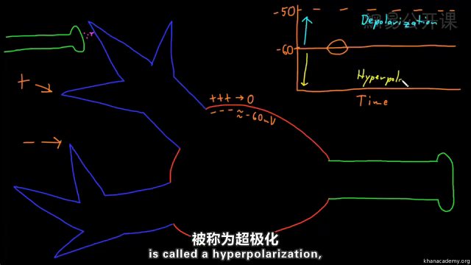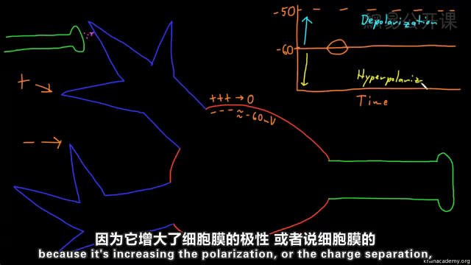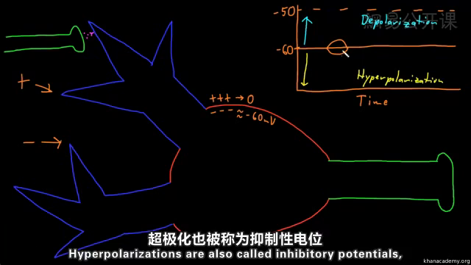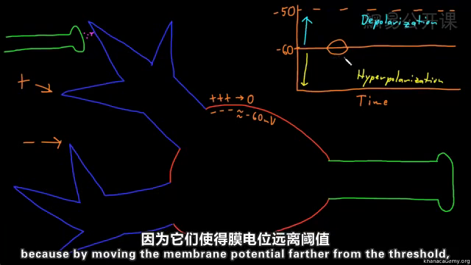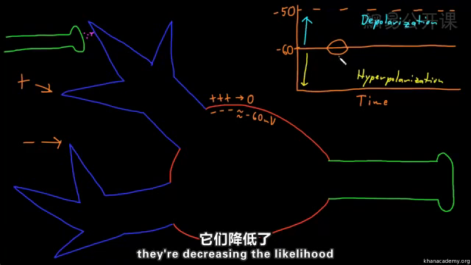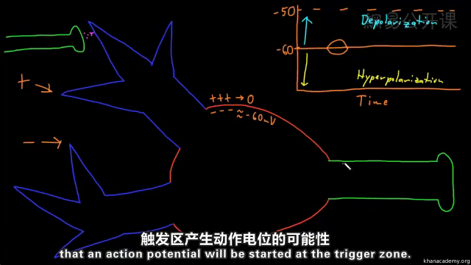Hyperpolarization, because it's increasing the polarization or the charge separation of the membrane. Hyperpolarizations are also called inhibitory potentials because by moving the membrane potential farther from the threshold, they're decreasing the likelihood that an action potential will be started at the trigger zone.